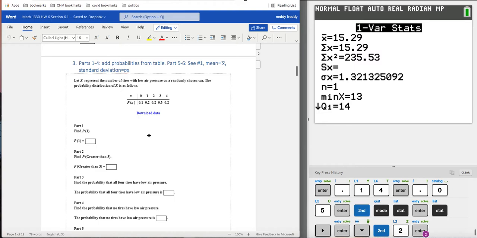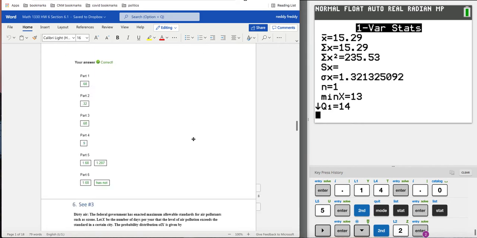P greater than 3, they need to know that greater than 3 doesn't include 3 but does include 4. So it's 0.2. Or in this case, if it said greater than 1, you'd add up the P values under 2, 3, and 4, and so on, different kinds of combinations like that.